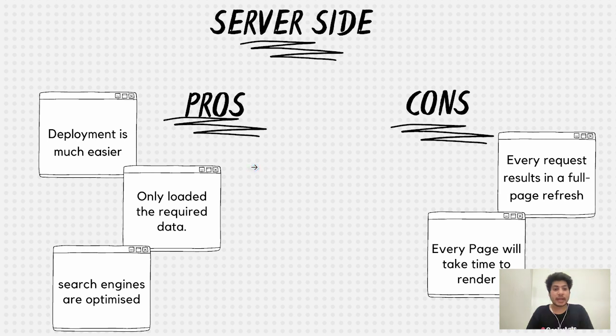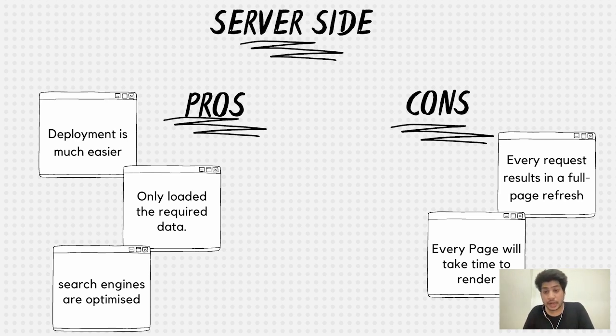So in the server-side pros and cons, the pros are that deployment is much easier because you do not have to do much on the client side. Everything is handled by the server, the routing, and only the required data is loaded. I'll talk about this after we discuss client-side, so you can have a better understanding of what I mean by only loading the required data. Since it's the traditional way, and more routes are available on the servers, search engines are optimized for server-side rendering.